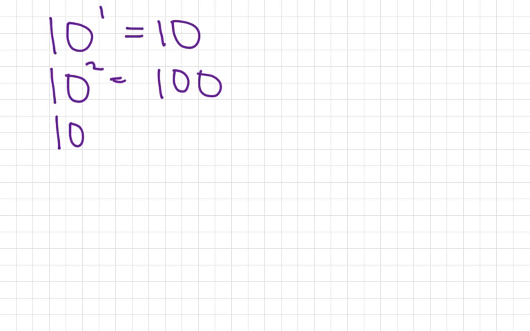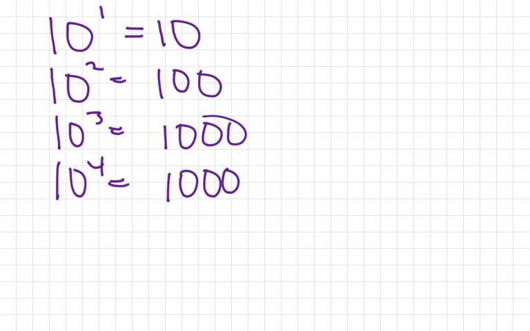Let's talk about powers of 10 here for a minute. 10 to the 1st is 10. That's because it's a 1 with 1 zero. 10 to the 2nd is a 1 with 2 zeros. 10 to the 3rd is a 1 with 3 zeros. 10 to the 4th is a 1 with 4 zeros. That's really the cool thing about powers of 10.